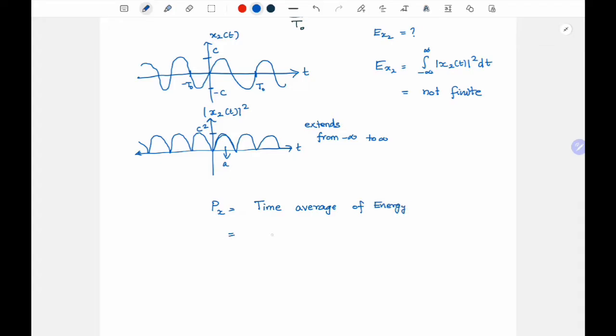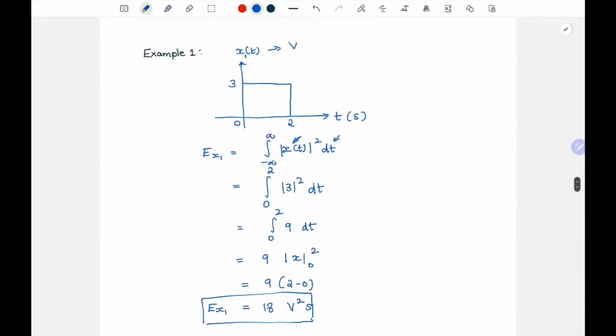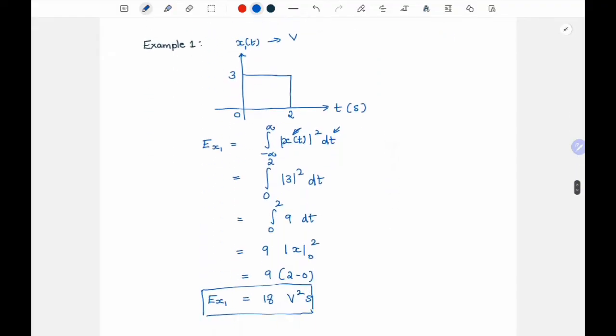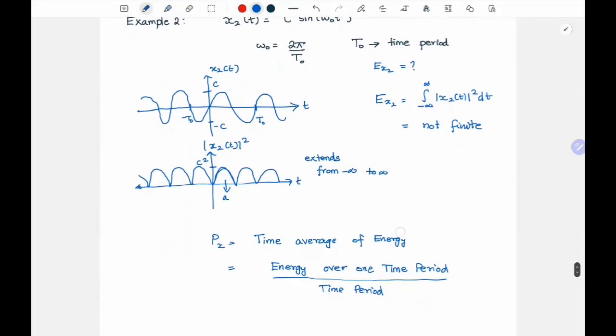So we calculate energy over one time period and divide by the time period. Agreed? So this is nothing different from the formula given here, right? If I just replace it by t naught, it will be the same. Okay.